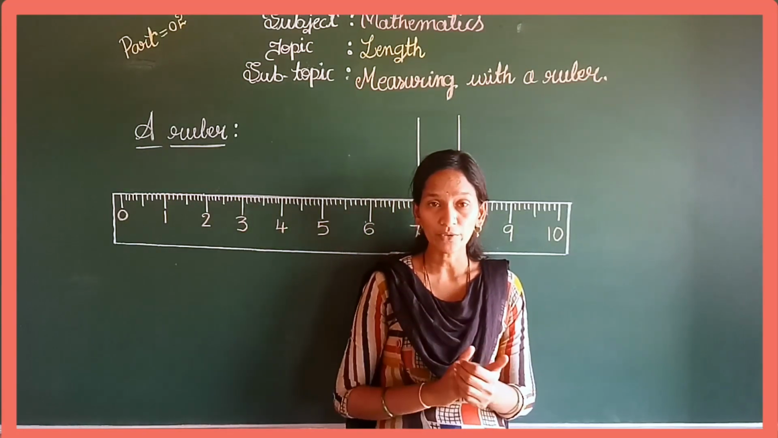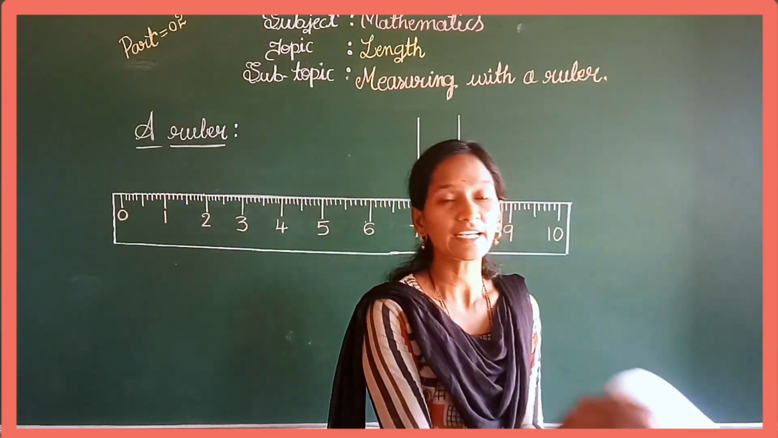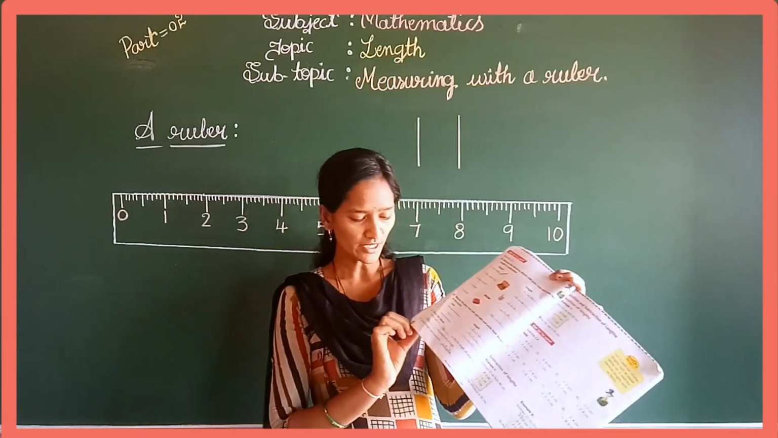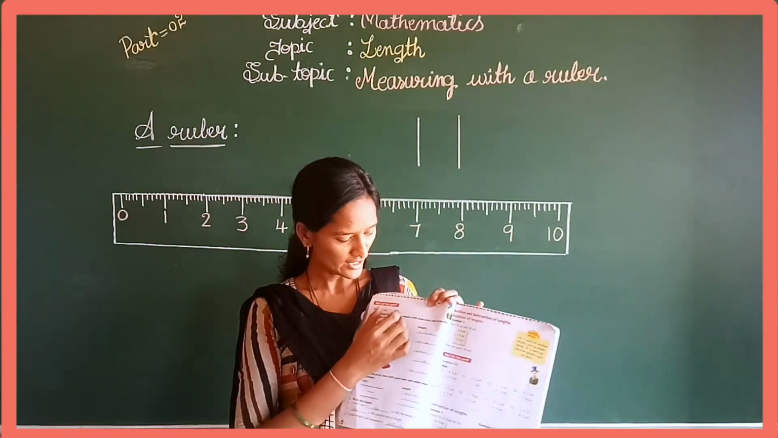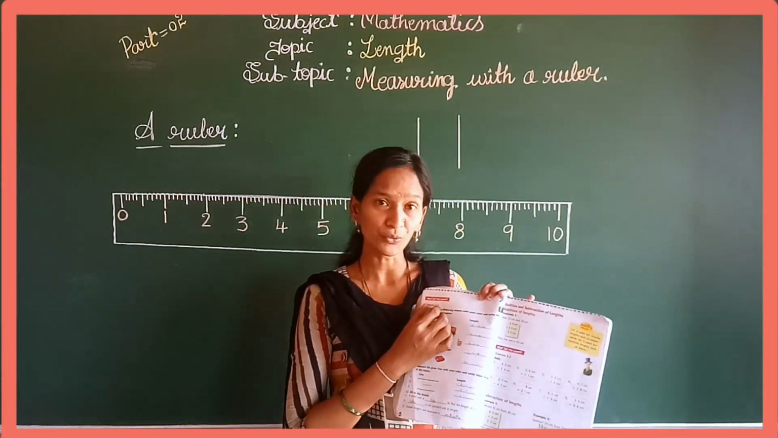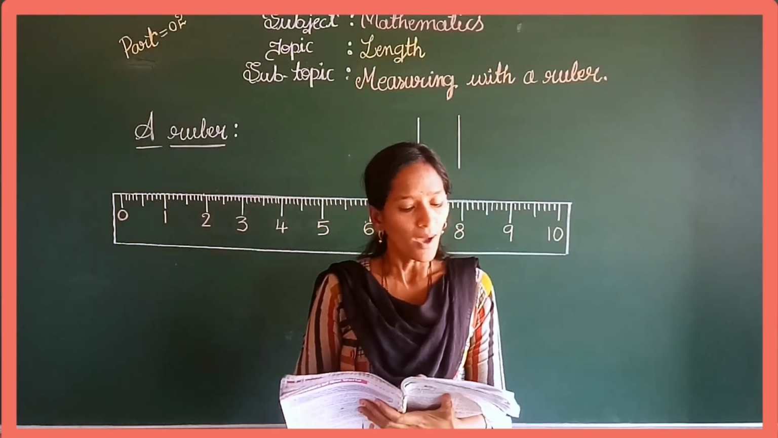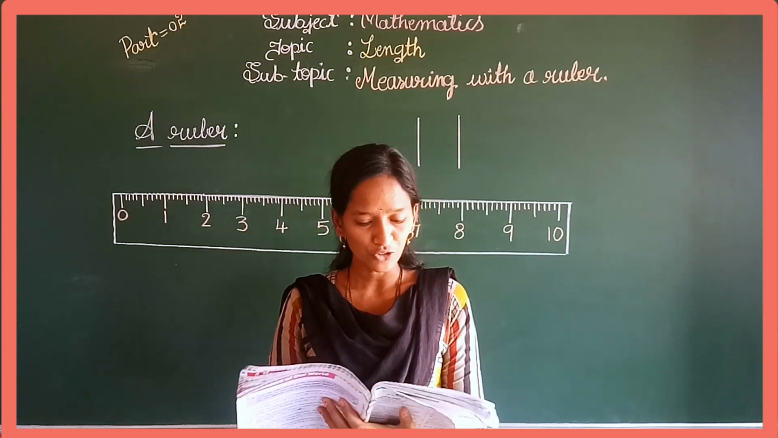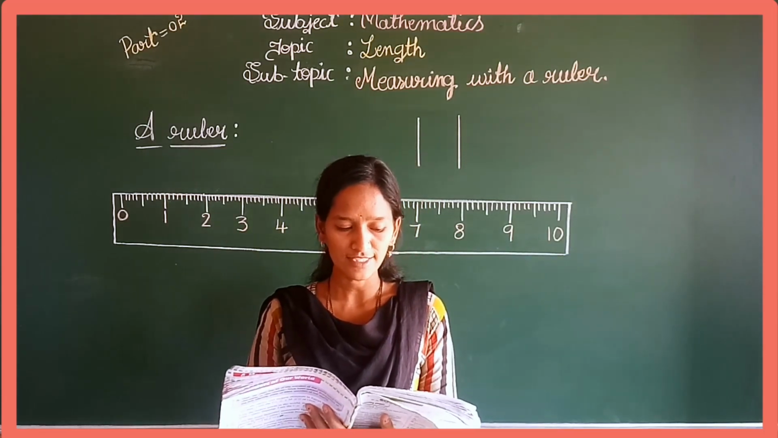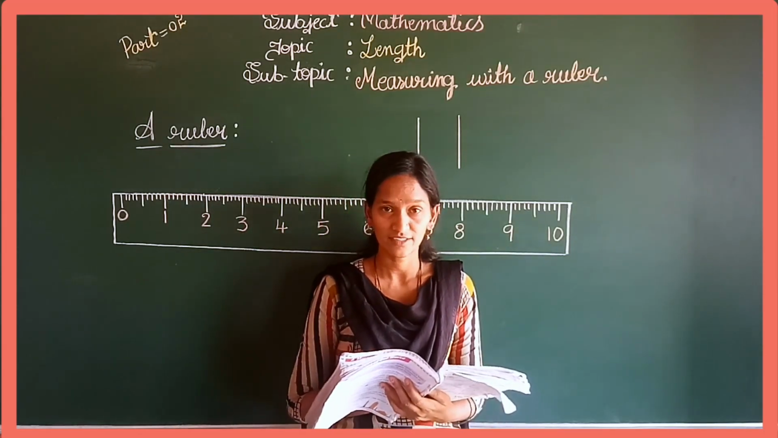So students, now come to our textbook activity. It is on page number 92. This is exercise number 2.2, right? I am reading the headline. All of you listen here. Measure the following objects with your ruler and write the length in centimeters, right?